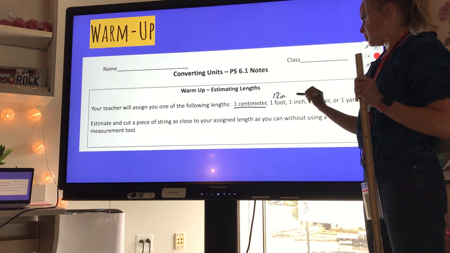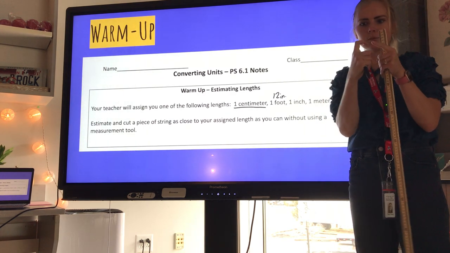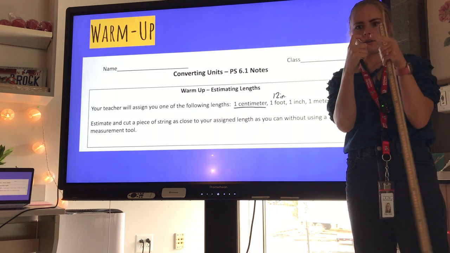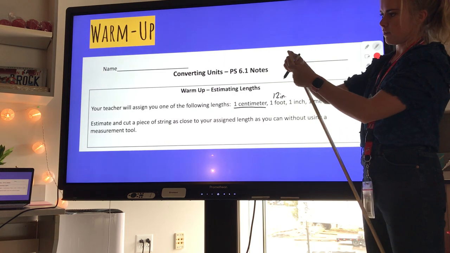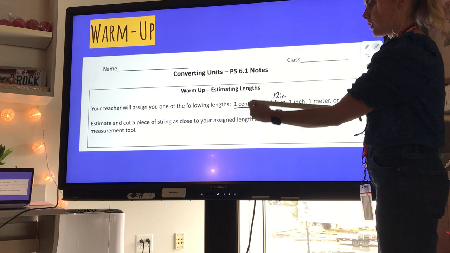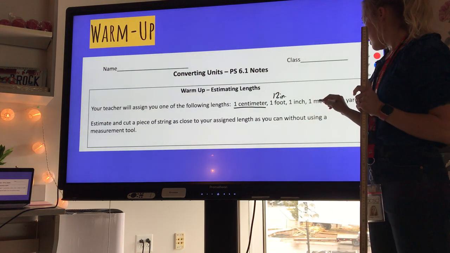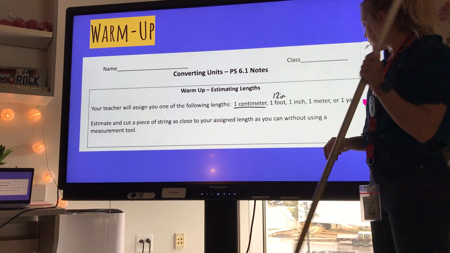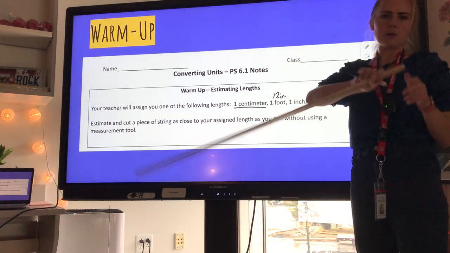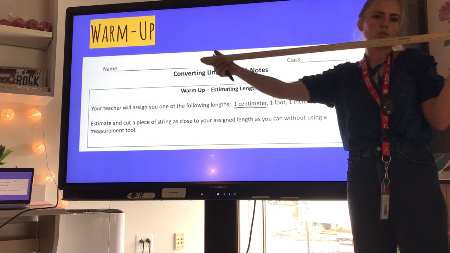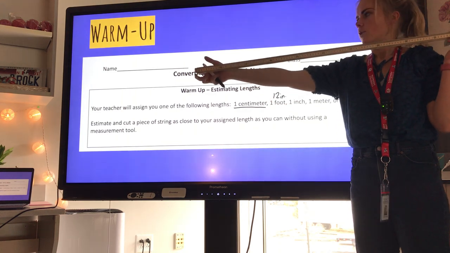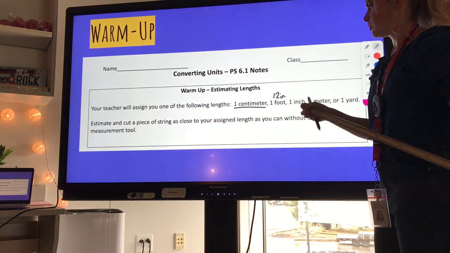Okay, 1 inch. 1 inch is a lot of times the length from here to here. So 1 inch is about that. Well, mine is like exactly 1 inch. So 1 inch is about that from here to here. 1 meter. So 1 meter or 1 yard are both going to be about the same. So they're about this long, about 3 feet. Okay, so we have those measurements.